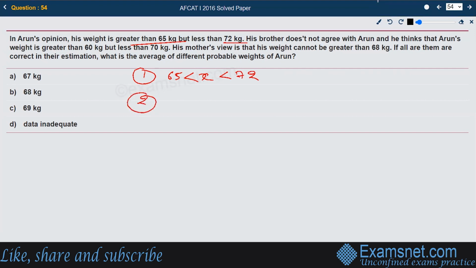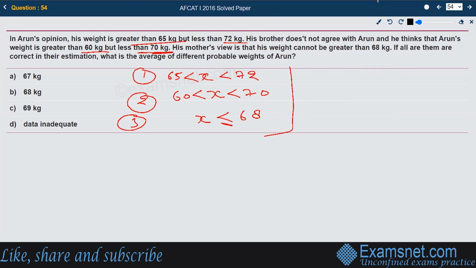Let's have the second person's opinion. His brother does not agree with Arun and thinks that Arun's weight is greater than 60 but lesser than 70. So in his brother's opinion, it has to be greater than 60 and lesser than 70. Third, his mother's view is that his weight cannot be greater than 68 kg. So x may be equal to 68 kg, and we'll put an equal to sign as well. So these are the three statements.